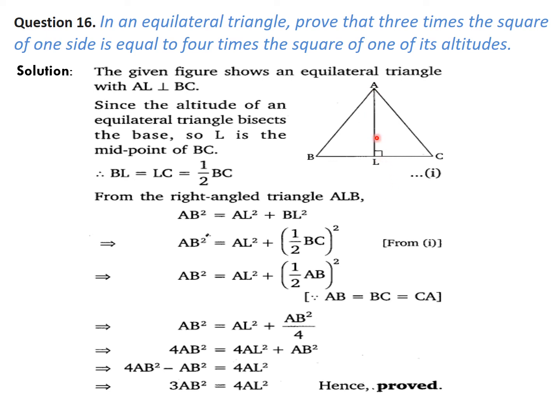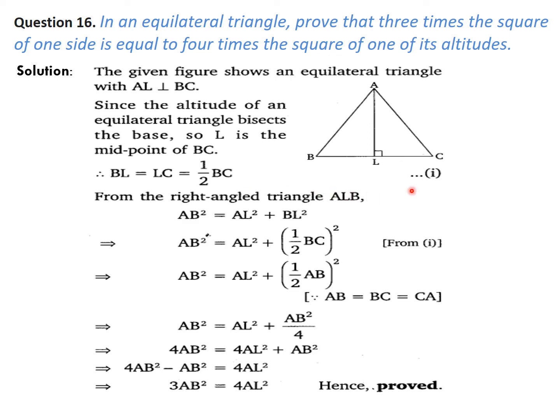So let us drop a perpendicular AL. In an equilateral triangle, the altitude is always the median. The perpendicular and the median are the same for an equilateral triangle. Therefore, AL is not only making 90 degrees with BC at L, but also dividing it into 2 equal halves. So we can write BL equals CL. So therefore, BL equals LC, that is equal to half of BC. Mark it as equation 1.